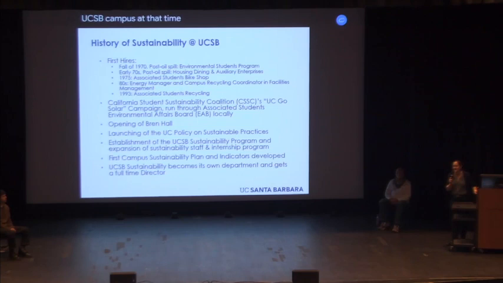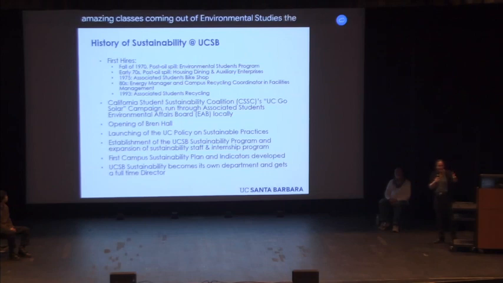At that time, we were running under the UC Go Solar banner, and later evolved into the California Student Sustainability Coalition. And so this was a campaign that we asked the university. We said, well, we're seeing amazing classes coming out of environmental studies. The biology program is doing great stuff. Chicano Studies is teaching about environmental justice and urban planning. We're learning all this great stuff here at UCSB.